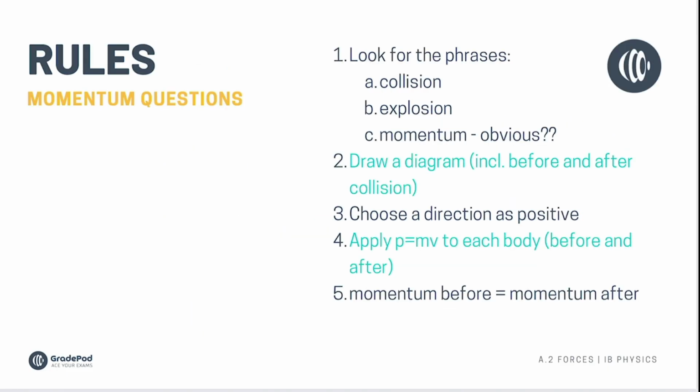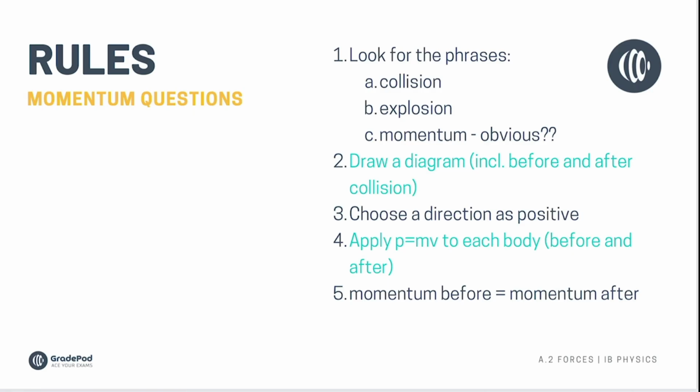The main thing that you'll be asked to do in an IB physics exam is solve a problem to find out what the velocity of an object is after a collision, or what the total mass of an object is, using this idea of the conservation of momentum. And there's a set of 5 rules that I would use to make sure you answer those questions perfectly.